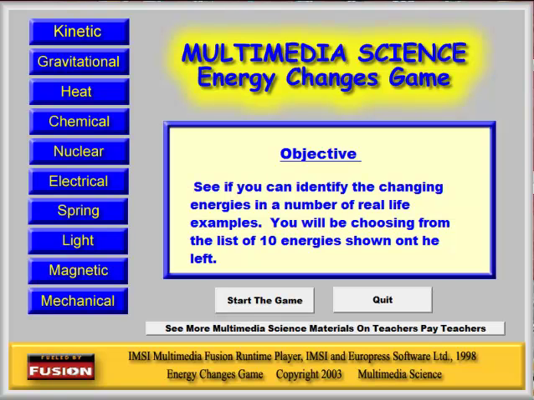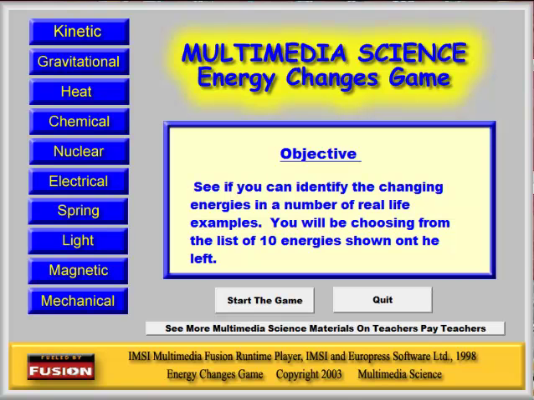In this video, we'll talk about Multimedia Science's Energy Changes game. With my students, I break down energy into 10 different types: kinetic, gravitational, heat, chemical, nuclear, electrical, spring, light, magnetic, and mechanical. The end project is for students to draw their own Rube Goldberg machine using all 10 types of energy. Students actually struggle with identifying these energies in examples from the real world, and they find it especially difficult to illustrate and understand energy changes from one form to another.